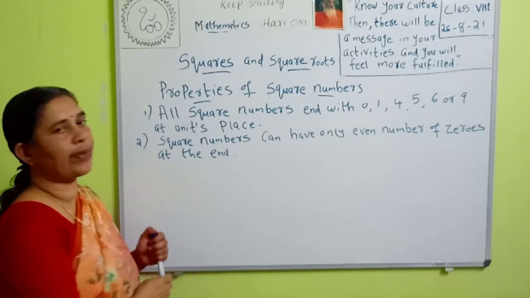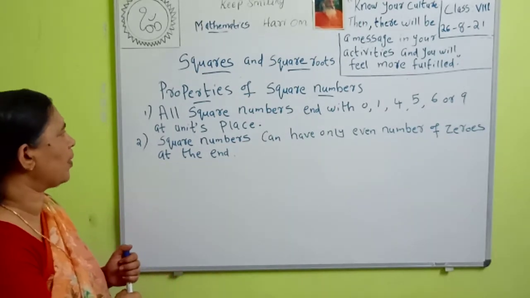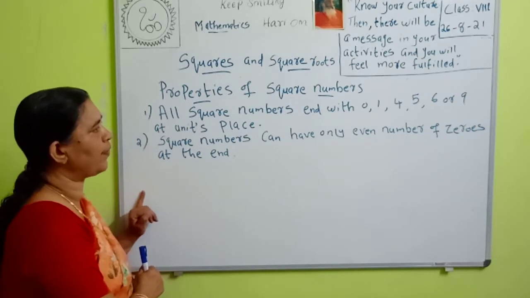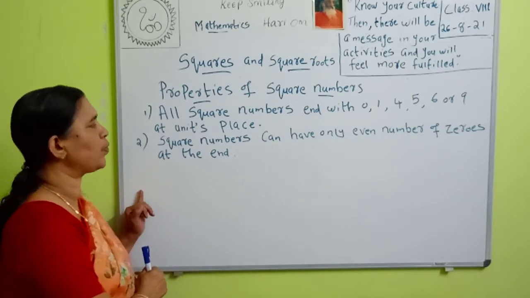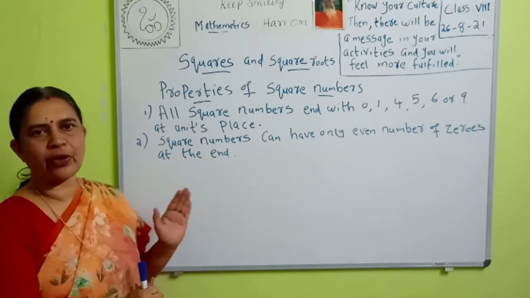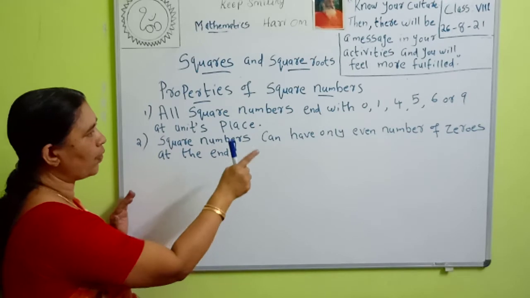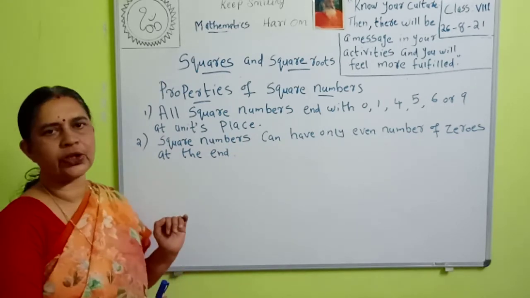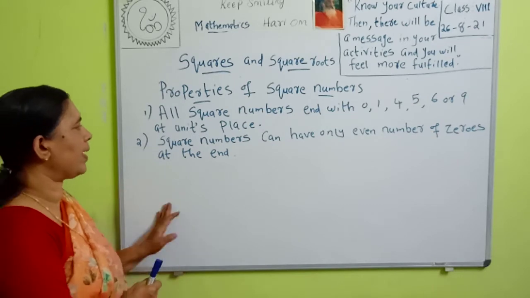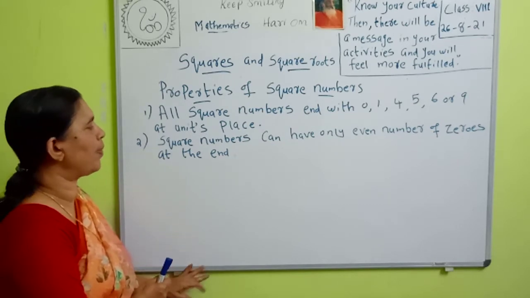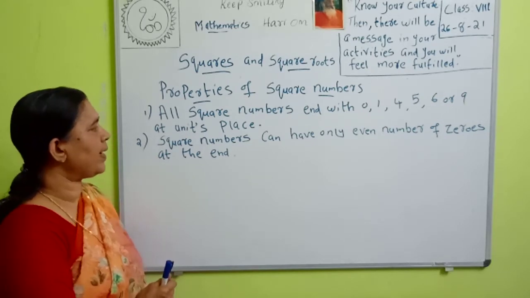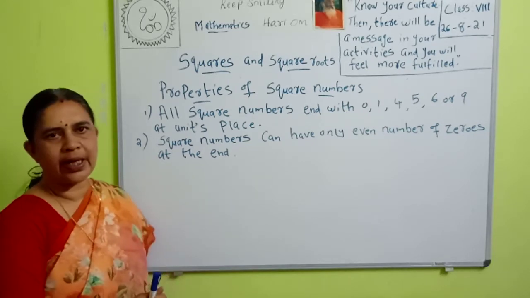Next we can study some properties of square numbers. First property: all square numbers end with 0, 1, 4, 5, 6 or 9 at units place. If we take the units place of a square number, it ends with 0, 1, 4, 5, 6 or 9. Second property: square numbers can have only an even number of zeros at the end.